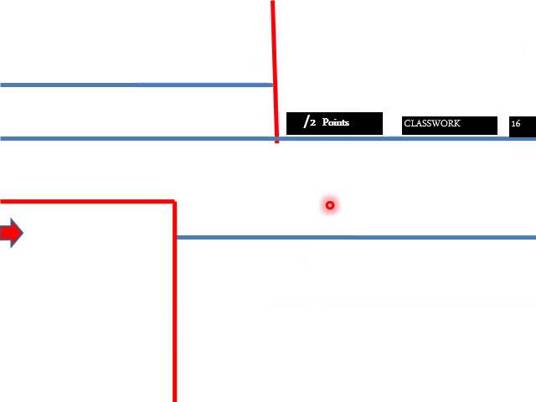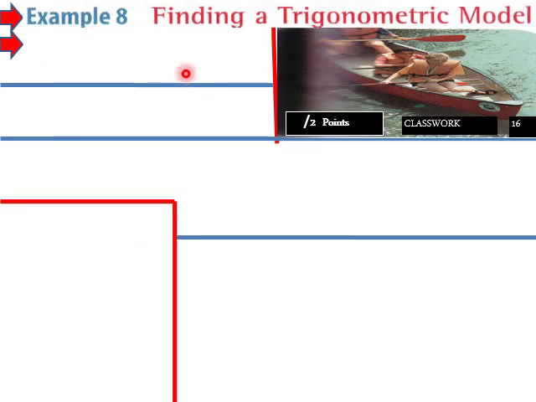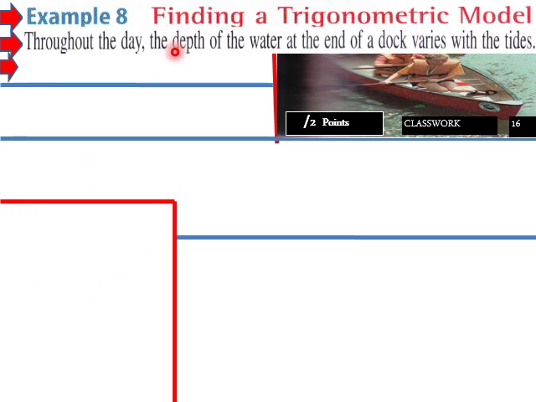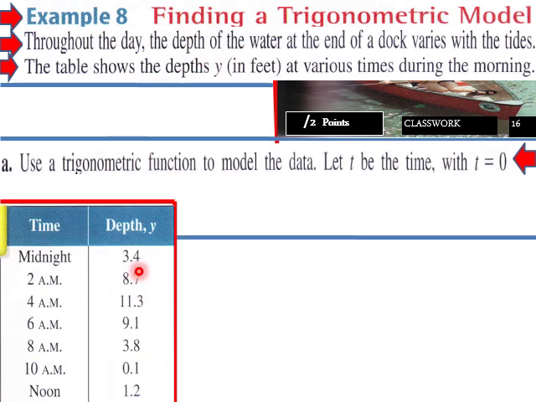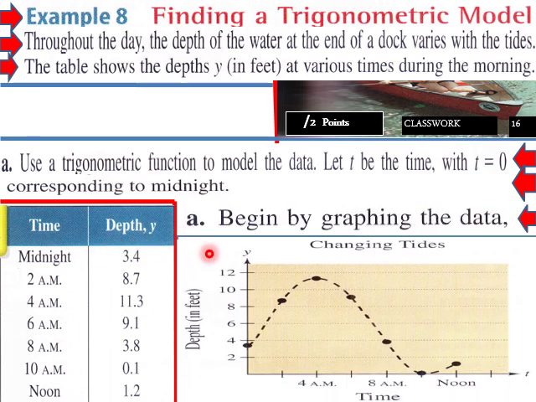Let's try another one here. Example 8, find a trigonometric model. Throughout the day, the depth of water at the end of the dock varies with the tide. So here's our tide chart here for that. Use a trigonometric function to model the data. Let t be the time, t equals 0 corresponding to midnight. So t equals 0 would equal midnight. Do we see midnight? Here's midnight here. So 3.4.